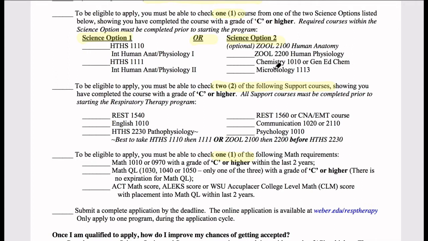You would also need chemistry 1010 or a higher chem like 1050, 1110, something that counts for general education requirements, and microbiology 1113. So you just need 1 to apply, but you would have to have all the courses on the checklist done, science option 1 or science option 2, plus everything else done before you could start the program.